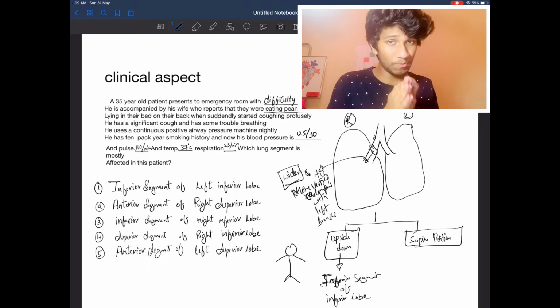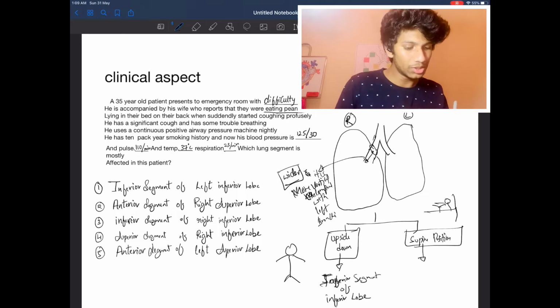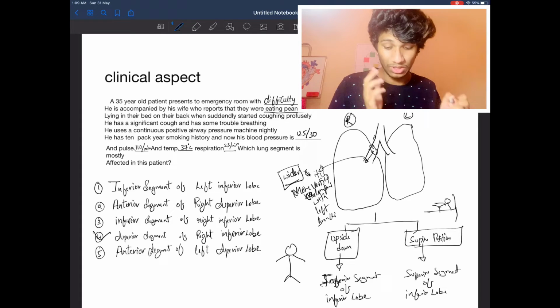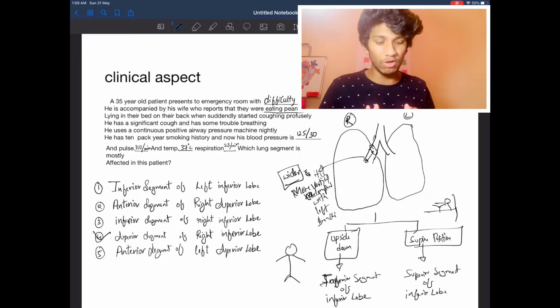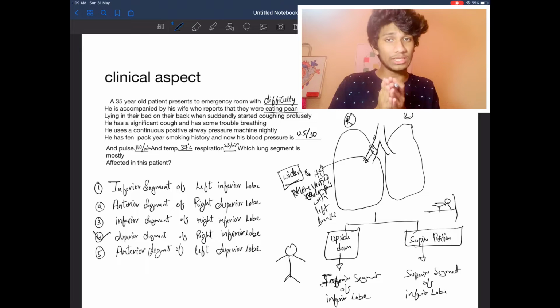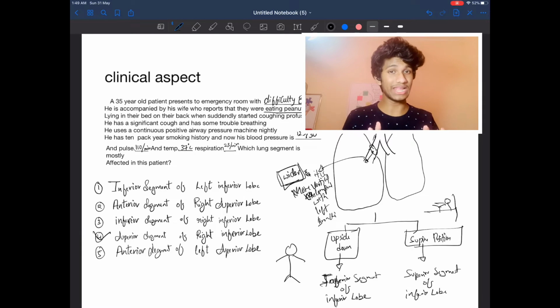But if it is a supine position, that is on the bed, resting his back on the bed, then in this position it will go into the superior segment of the inferior lobe. So the answer is the superior segment of the right inferior lobe. So this is the clinical aspect of my video.